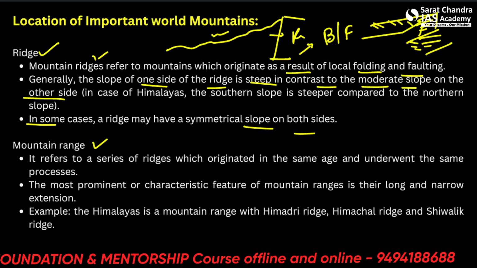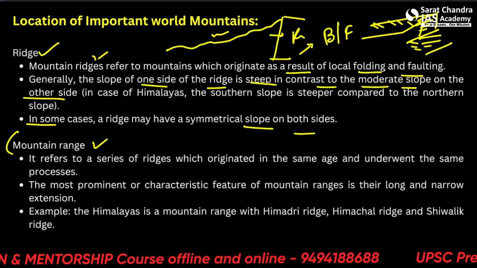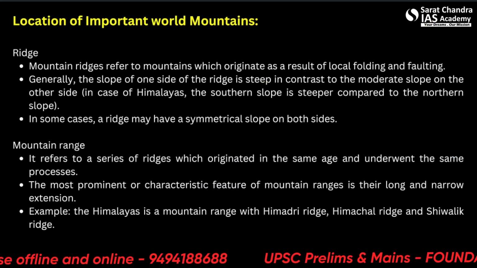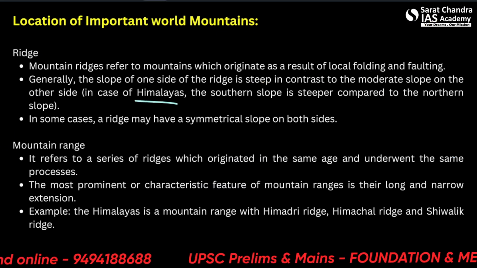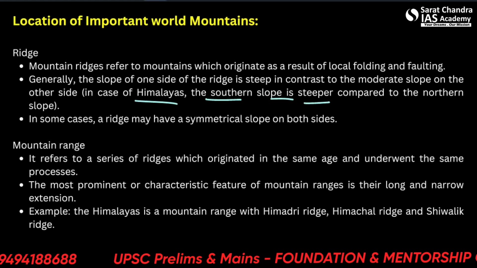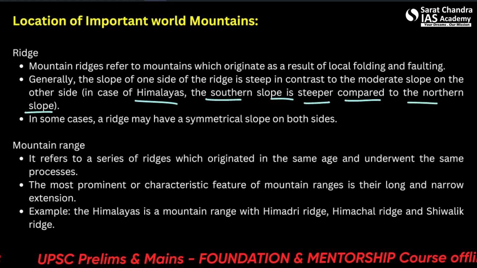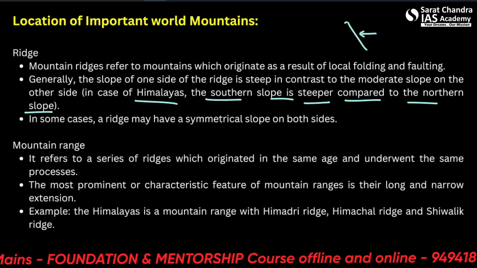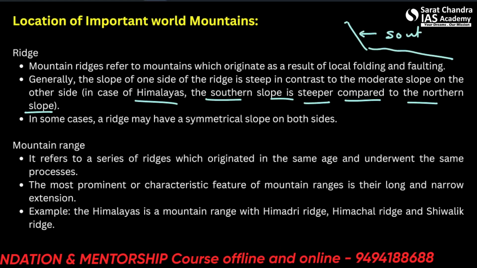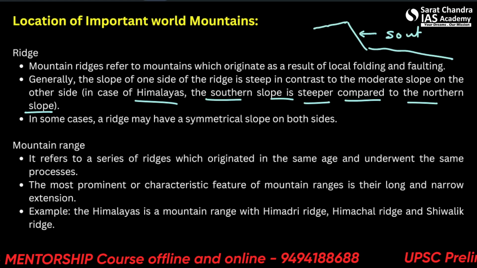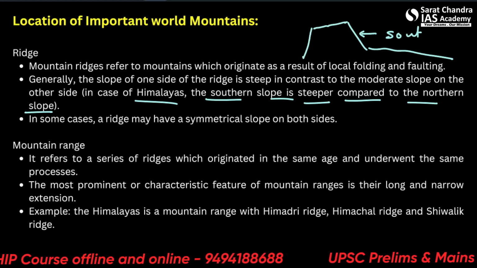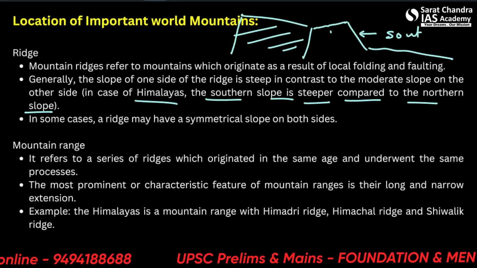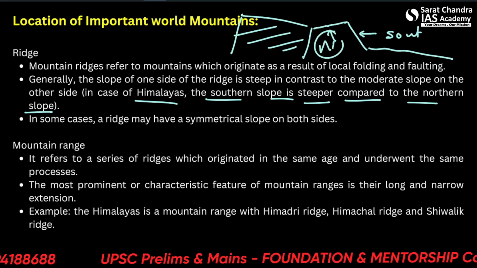When you come to the mountain range, this fact you need to learn about the Himalayas because it can come as an option itself. When we talk of the Himalayas, the southern slope is steeper compared to the northern slope. This southern slope, which is towards India, is steeper than the northern slope. Why is this? Because of the Tibetan plateau here, which is made of the compression itself. So the northern slope is not as steep.